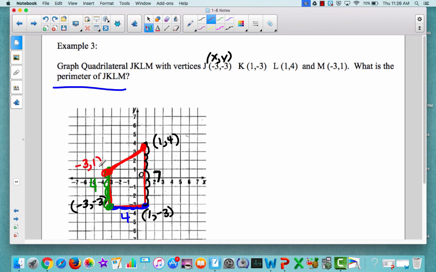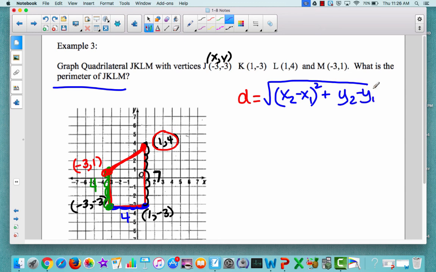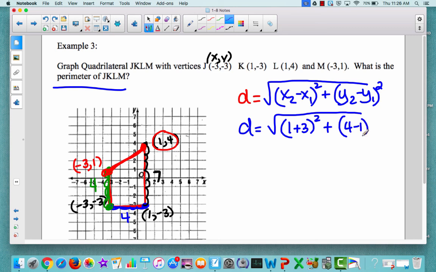And since this point right here was 3, 1, and this point right here is 1, 4, I'm going to use the distance formula. All right, so to remember the distance formula, D equals the square root of x2 minus x1 quantity squared plus y2 minus y1 quantity squared. Awesome. Now we plug in our points. So D equals, I'm going to do 1 minus negative 3, which is 1 plus 3 squared plus, I did 1 minus 3, so I'm going to do 4 minus 1 squared.